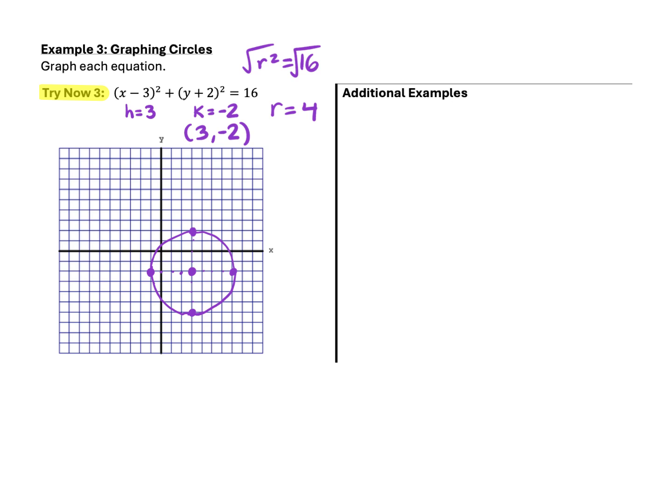This is our final example in this lesson. You're now ready to practice writing and graphing equations of circles in the coordinate plane.